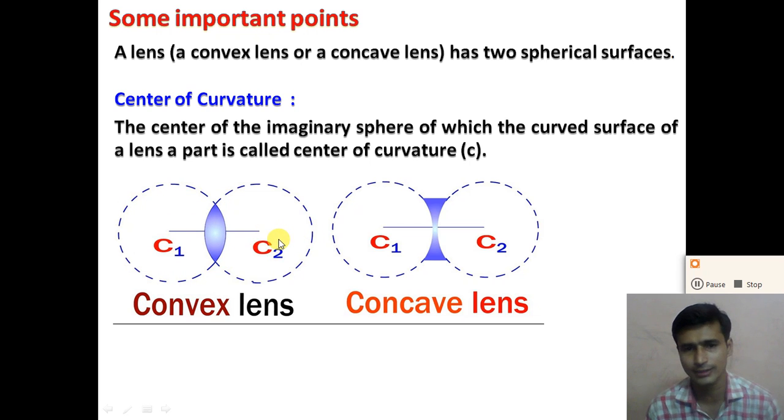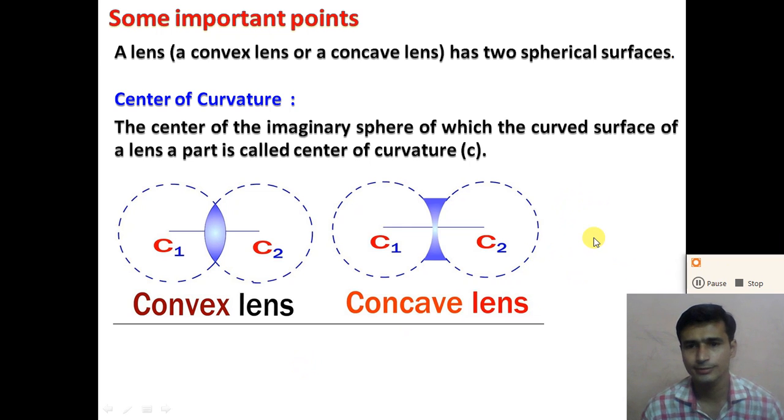So the convex lens and the concave lens have two centers of curvature, right? Similarly, if we consider the concave lens here, this spherical surface is a part of a sphere, and the center of this imaginary sphere is called the center of curvature. So dear student, the lens has two centers of curvature, right?